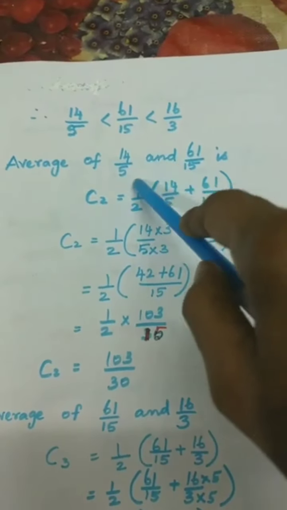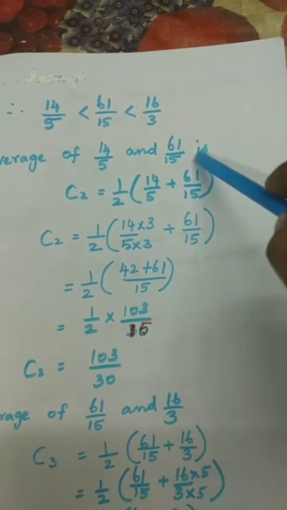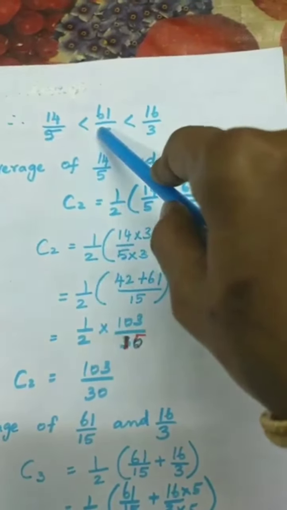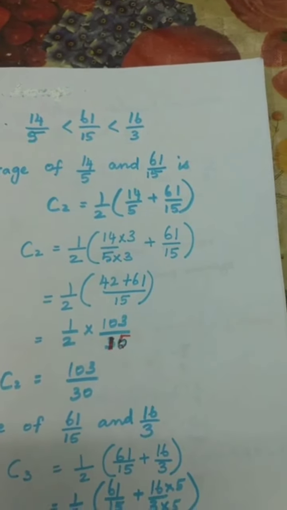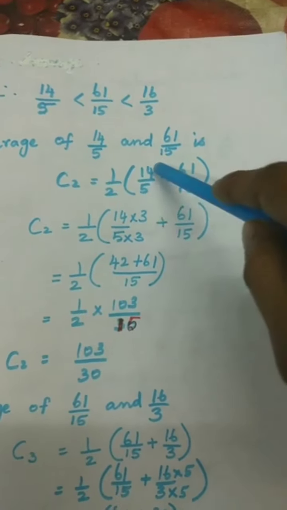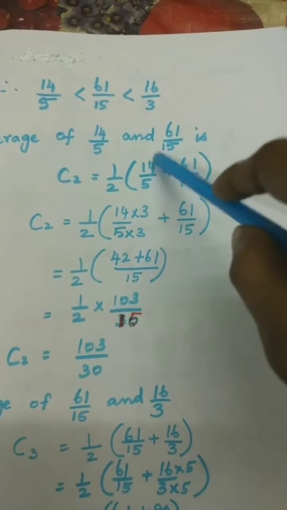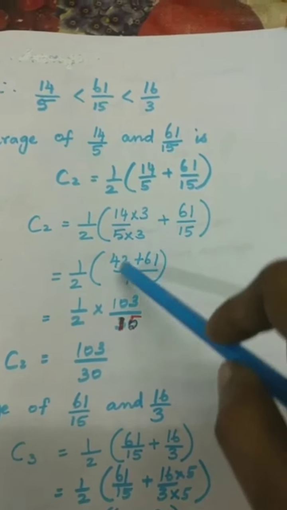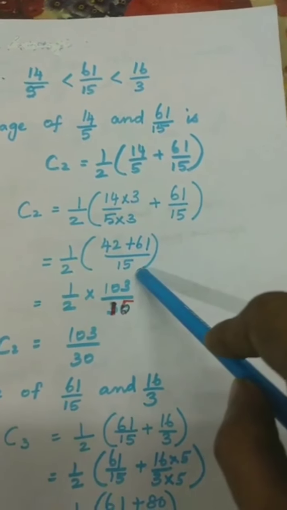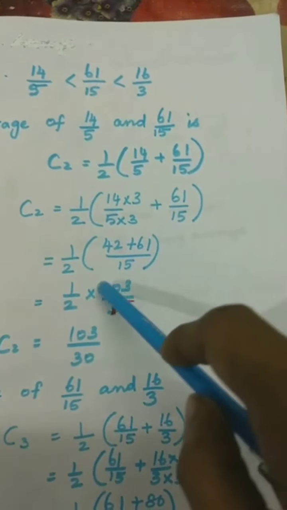The average of 14 by 5 and 61 by 15 is 1 by 2 into 14 by 5 plus 61 by 15. Here the denominators are different, and you are going to find another rational number between these two. Then here you have to make the denominator the same. So if you multiply this 5 by 3, then it will come as 15. So you are multiplying the numerator also by 3. 14 3s are 42 plus 61 by 15. Okay. Then now if you add these two, 103 is coming.